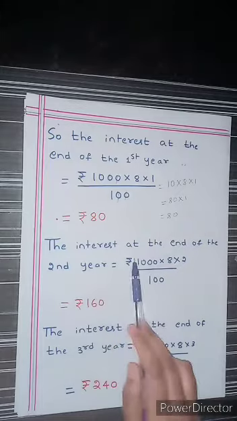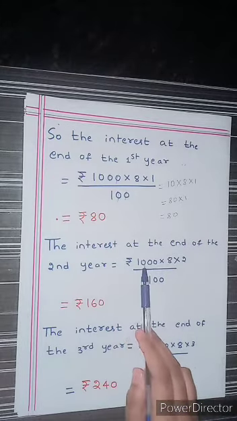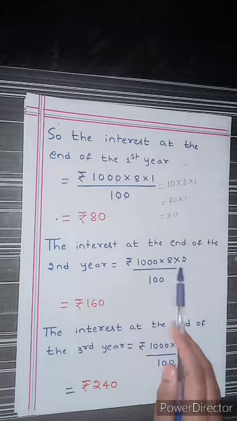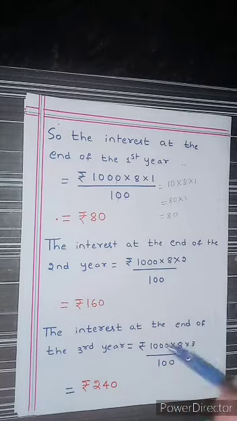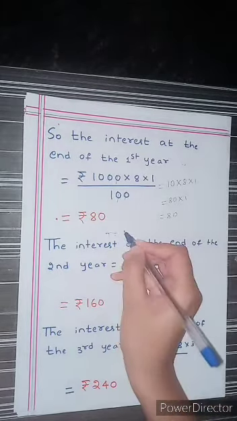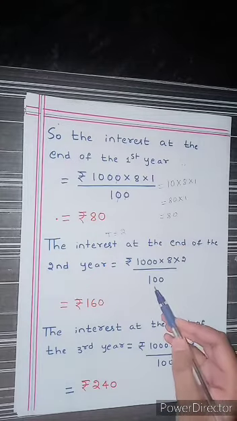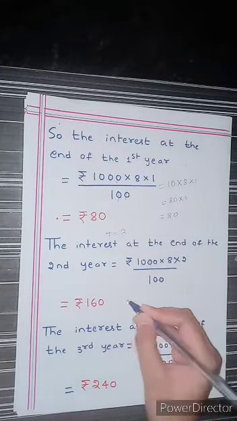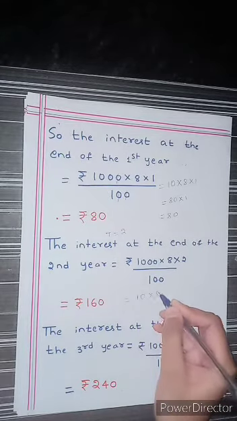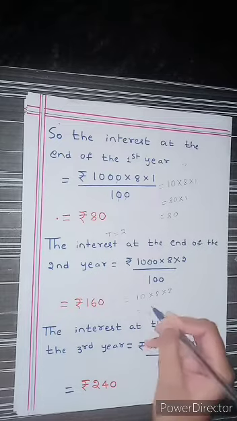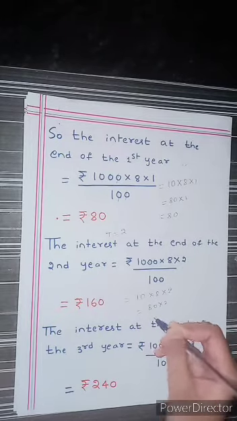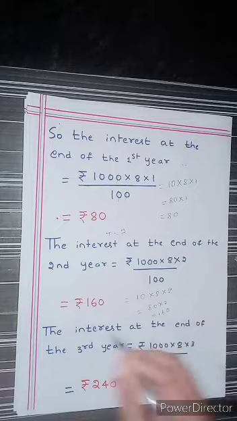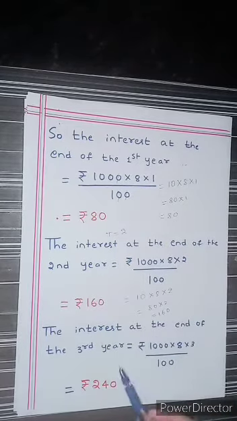Okay. Then the interest at the end of second year is P is 1000 into R is 8. At the end of second year means T is 2, right? So into 2 divided by 100. These two zeros get cancelled. Then 10 into 8 into 2. 10 8s are 80 into 2. 8 2s are 16, so 160. So rupees 160. Then the interest at the end of third year is P is 1000 into R is 8.